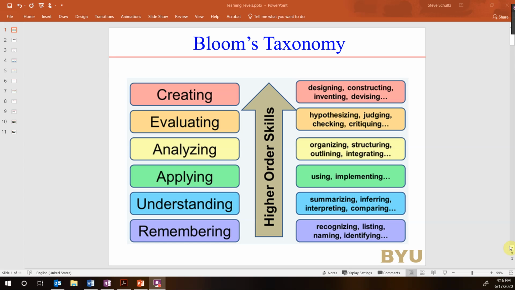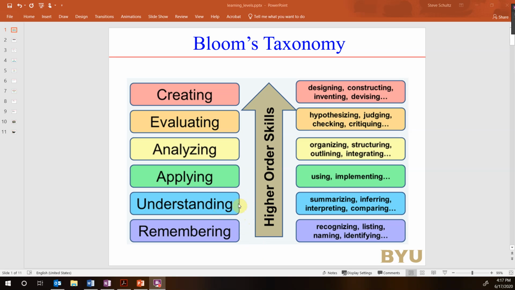Okay, so we want to learn about the levels of learning really quick here. What we see here is called Bloom's taxonomy of learning. The lowest level of learning is just remembering. You just memorize a list and give that back on an exam. The next thing is understanding, and that's understanding what those things that you memorized actually mean.